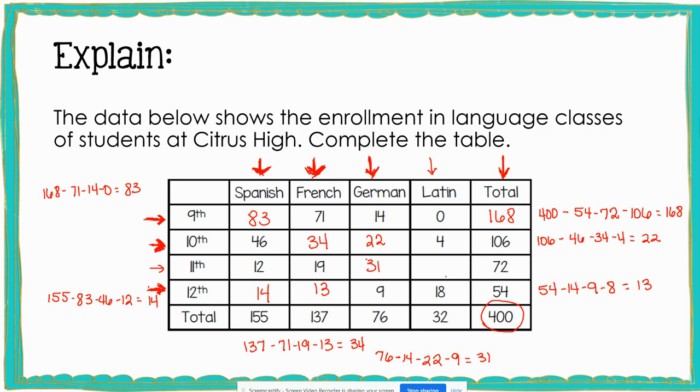Now you can see I only have one column and row left, one missing piece left. You can choose to find that by looking at the Latin column or by looking at the 11th grade row, and you would get the same answer either way. If I look at the 11th grade row, I can see that there are 72 total students in 11th grade, and I'm going to take away the number in Spanish, French, and German to figure out how many are taking Latin. So I'm going to do minus 12, minus 19, and minus 31. When I do that, I get 10. So I can see that there are 10 11th grade students taking Latin.